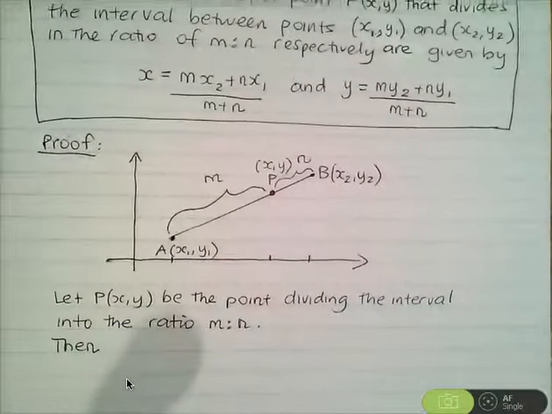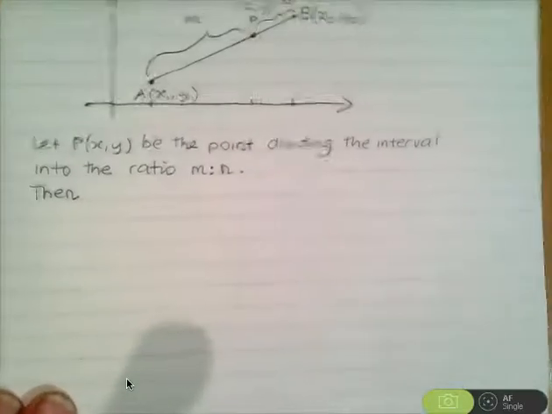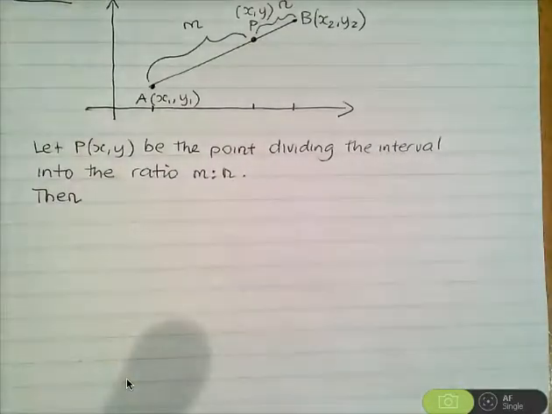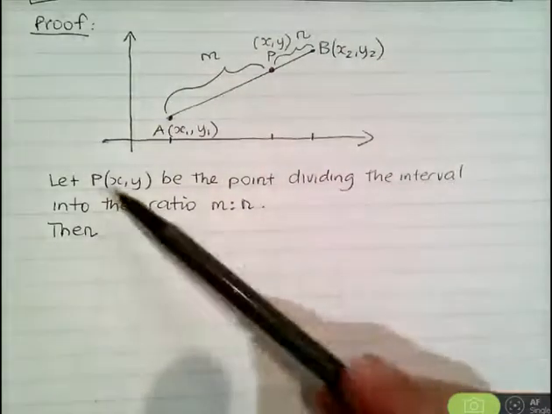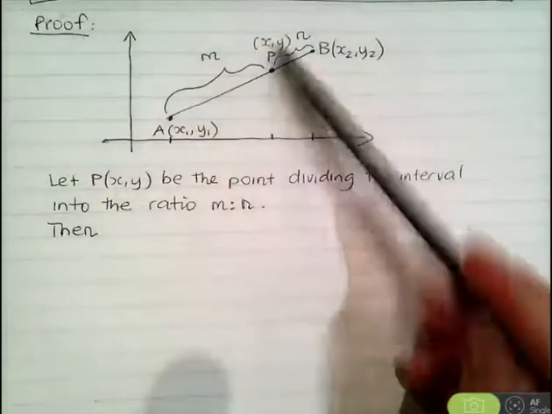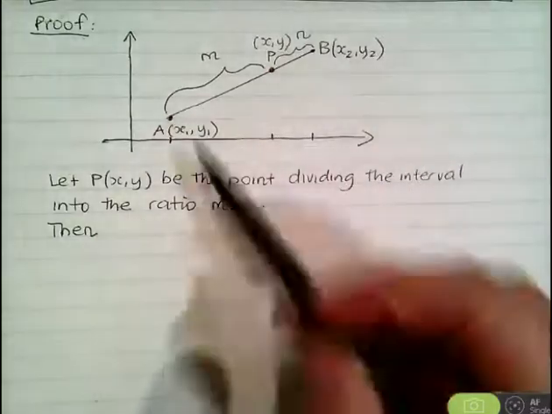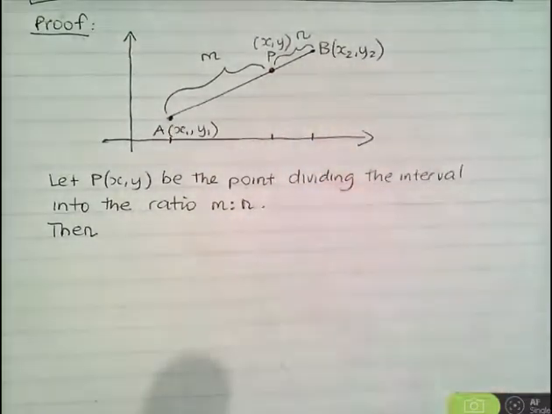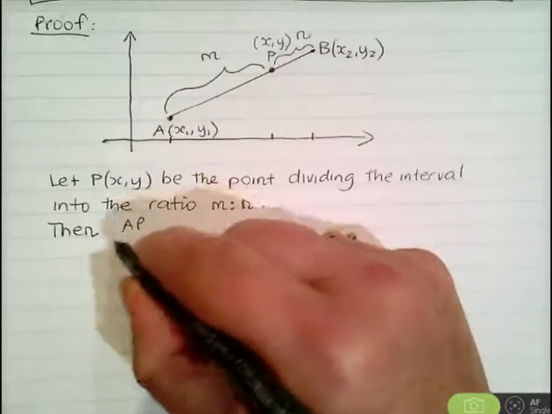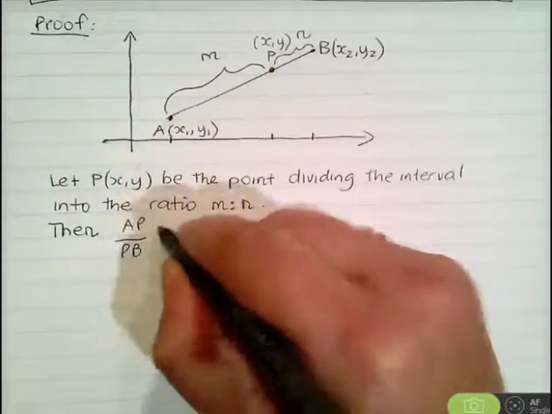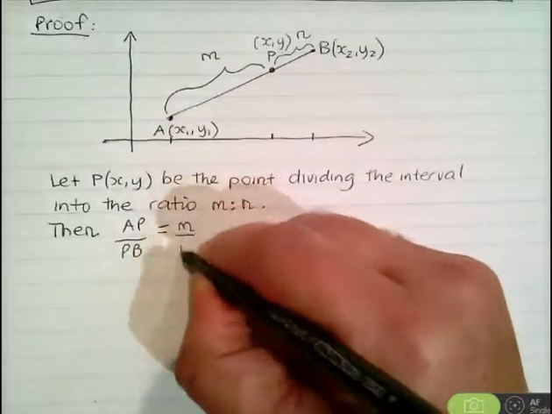So what we do, I'm going to draw the diagram there. Okay, and we've got the diagram there. I'll just focus it one minute. Okay, now for the proof. The point P, which has coordinates x, y, is the point dividing the interval AB in the ratio of m to n. Okay, if we know that, then we can say that the ratio of AP to PB is m over n.